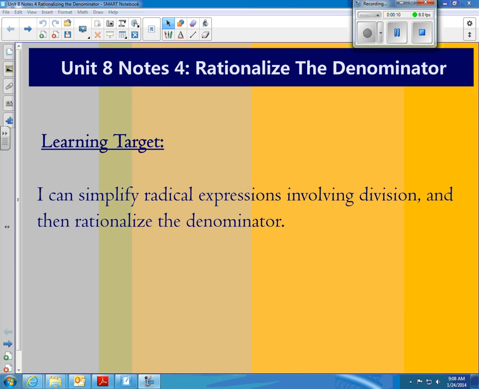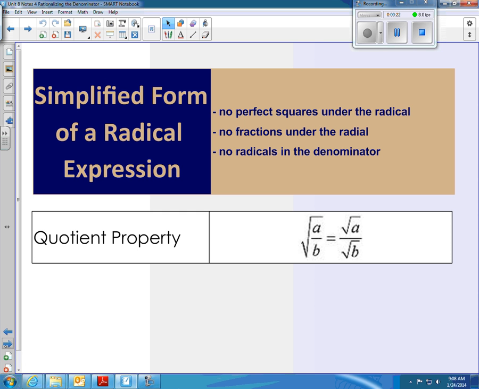So our learning target today is I can simplify radical expressions involving division and then rationalize the denominator. So that's something new we haven't talked about yet, rationalizing the denominator. So let's first talk about simplified form of a radical expression.